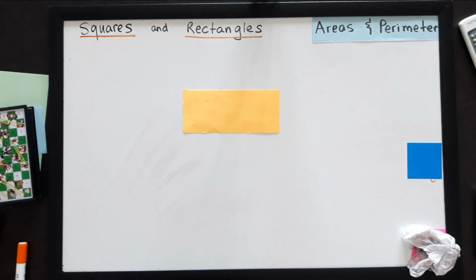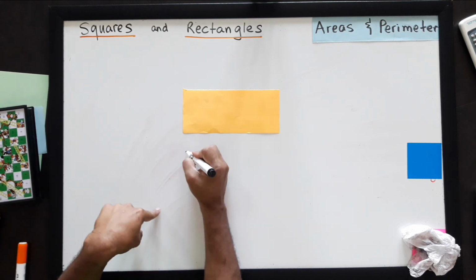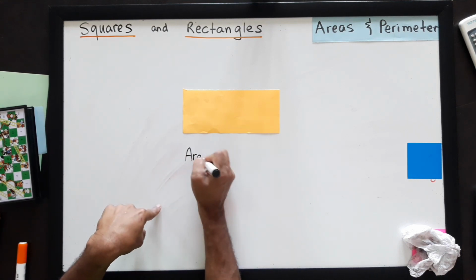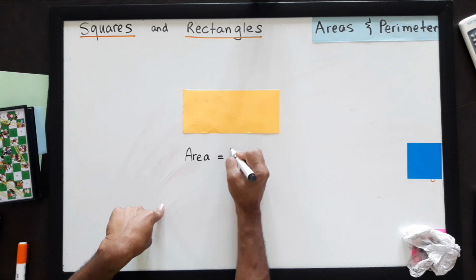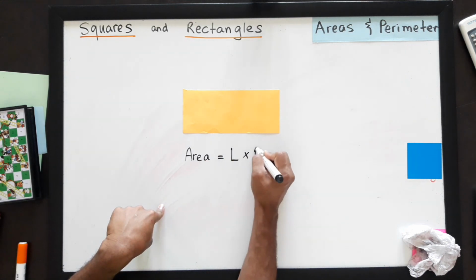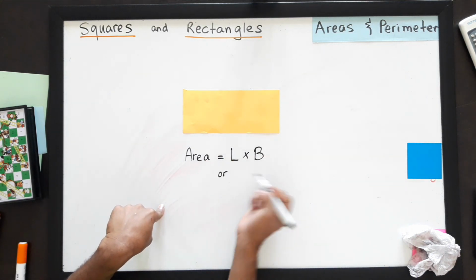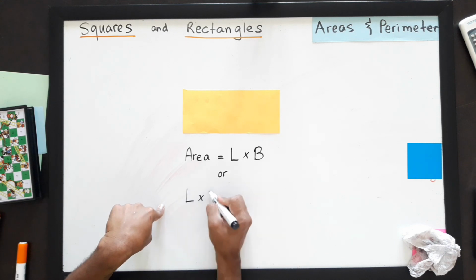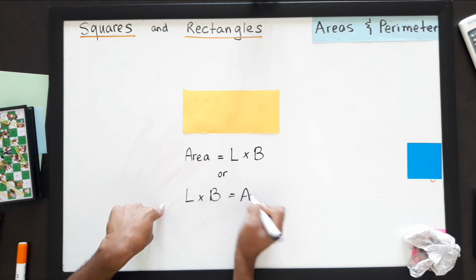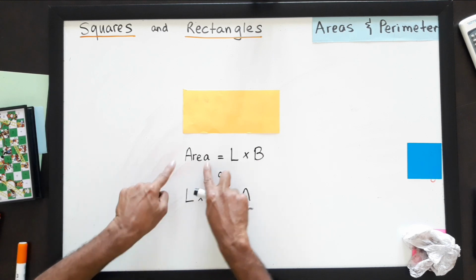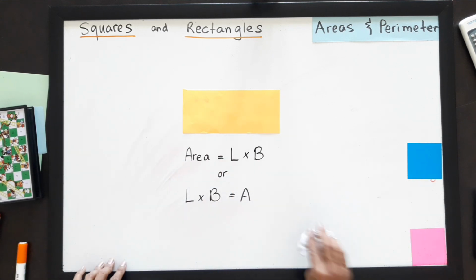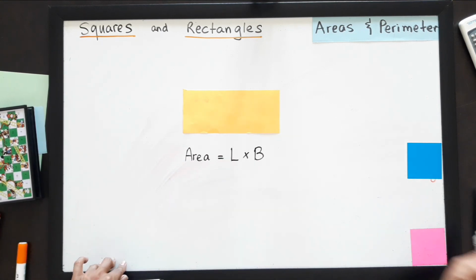Alright. Let's start off with, let's see. Here we have a rectangle. We know the formula for the area of a rectangle is length multiplied by breadth, or some people might want to put the length by the breadth is equal to the area. They just put this on this side and the area on this side. And sometimes you see that difference.